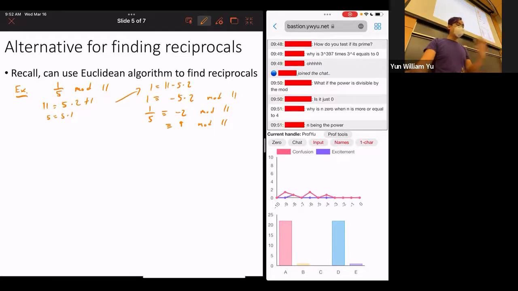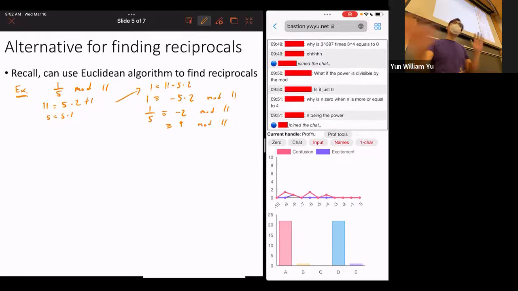But anyway, we had this way of finding reciprocals. And it's not too bad. You just use the Euclidean algorithm, and then you solve for that, and you get the reciprocal. It turns out there's another way of doing it, which is sometimes harder and sometimes easier. So sometimes you want to use it, and sometimes you won't, which is to use Fermat's little theorem.